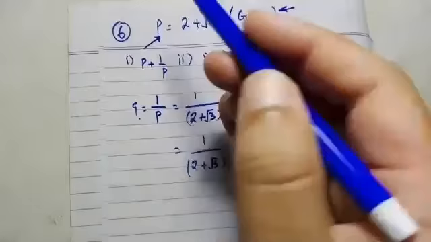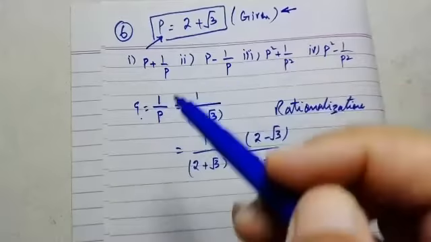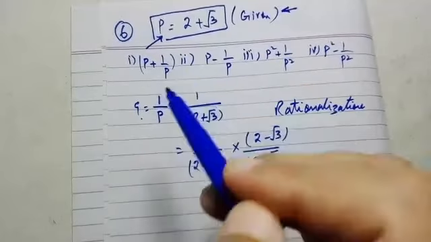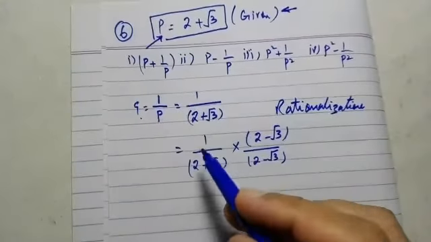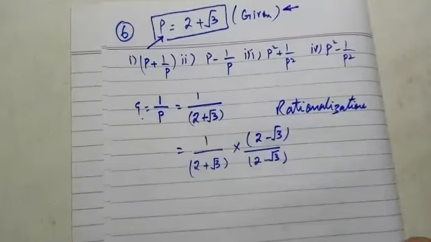You can see that this value of p, we will use in finding p plus 1 over p. But right now we don't have the value of 1 over p. We have to generate it. We have to simplify it. Please turn your mic off.